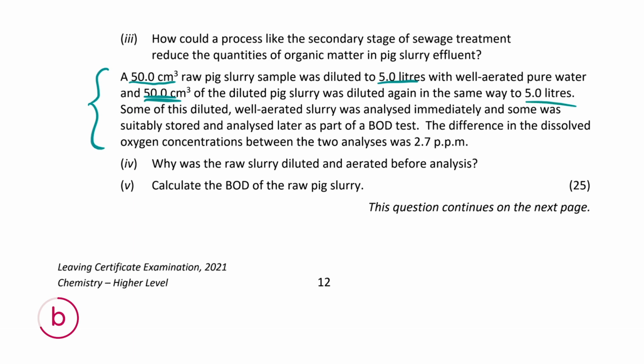So basically what we did is we started out with a 50 centimeter cubed raw pig slurry sample, and then we diluted it to 5 litres, and then took a subsection of that and diluted that again to another 5 litres. So this is a very dilute solution. Another key thing to note here is that we have a difference of oxygen concentrations between the two analyses being 2.7 parts. Using all this information, we can now work to find the BOD of the raw pig slurry.